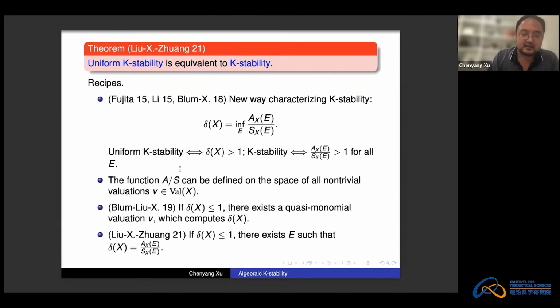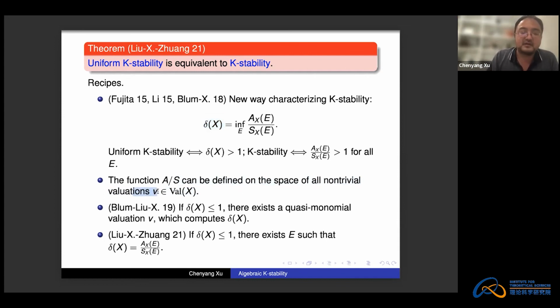So first, you can define this function A over S, not just on E, but on all the valuation space. So you enlarge your space, like when you solve a PDE. You want to find a smooth solution. You first find the weak solution. You enlarge your space, then you find the weak solution there, and then you prove the regularization process. So here we also first enlarge our space, and then one can prove without too much difficulty that this delta x is computed by some valuation.